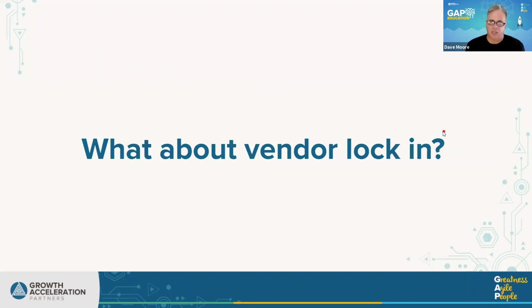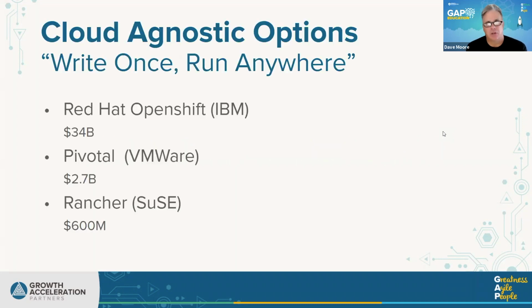What about vendor lock-in? So we just saw a lot of different cloud provider options. What if I'm concerned and I don't want to be tied to any particular cloud provider? So in search of write once, run anywhere, which is a very popular strategy, if it's possible, many customers desire something like this because they don't want to be tied into any specific implementation if they can help it.